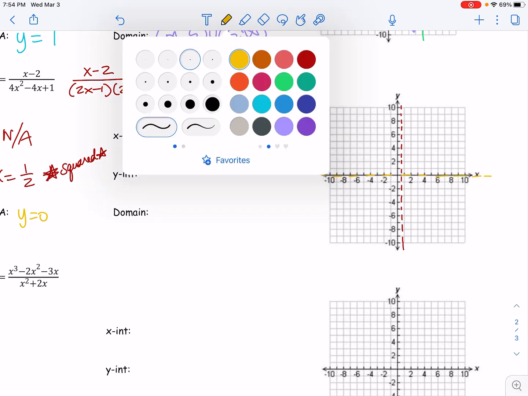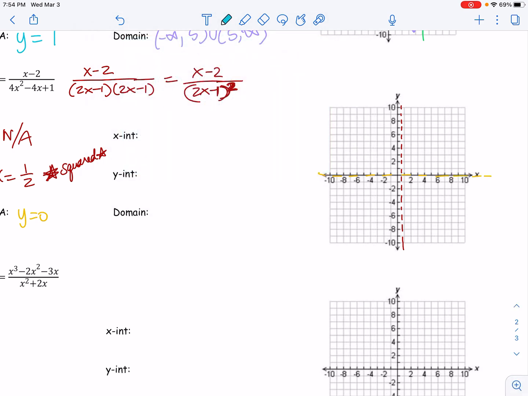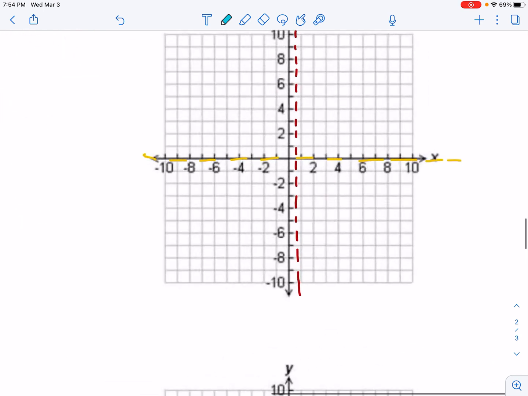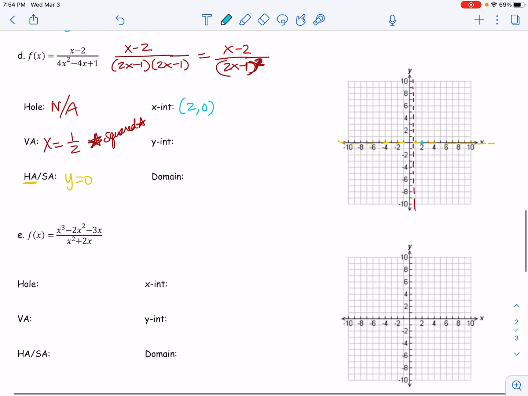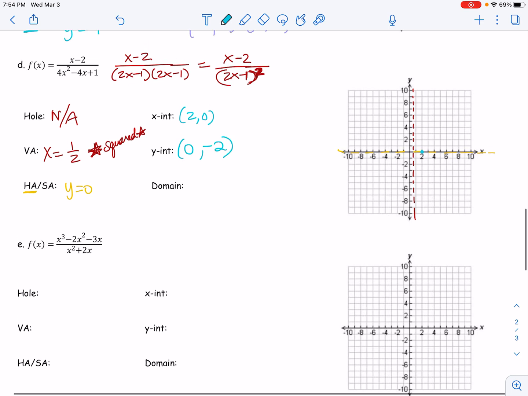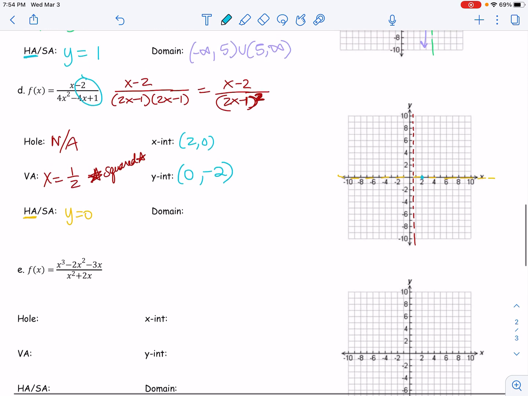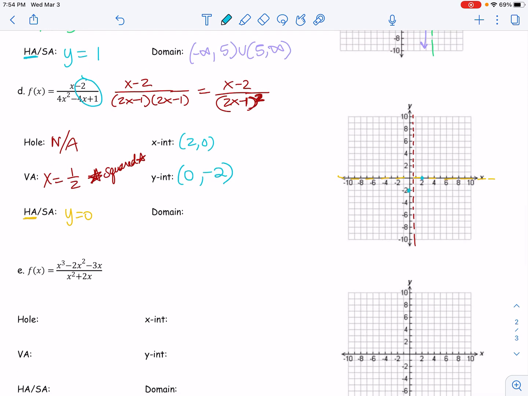X-intercept, set my numerator equal to 0. So I have an x-intercept at 2, 0. So that is actually on the horizontal asymptote. And remember, that is okay. We can have that happen. Y-intercept, I plug in 0 for x. And I end up getting 0, -2. I can look at that right here too. Okay, so 0, -2 is here.